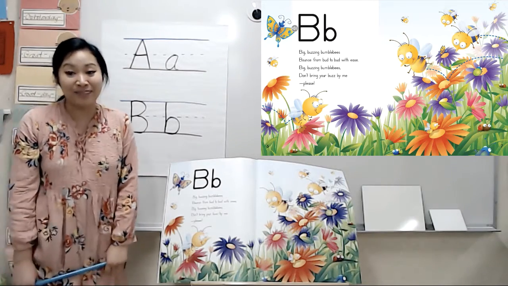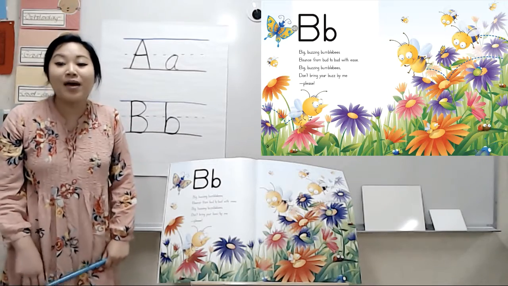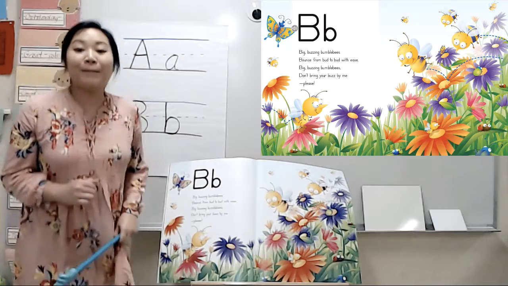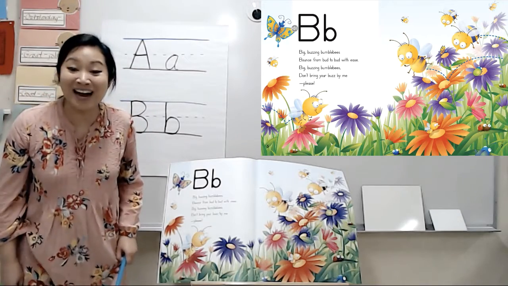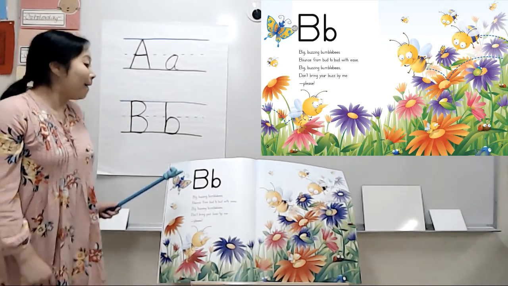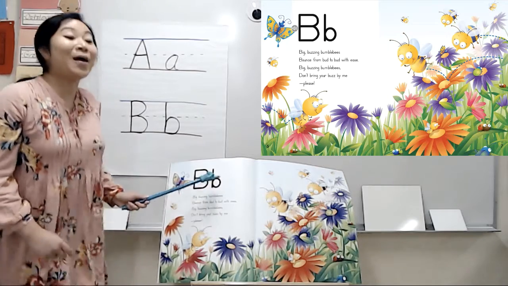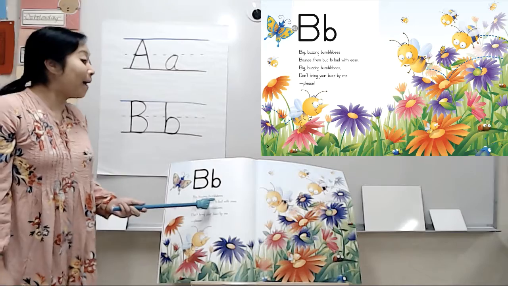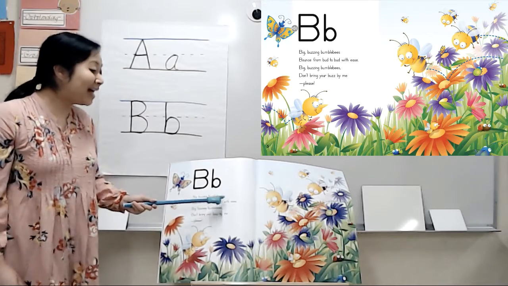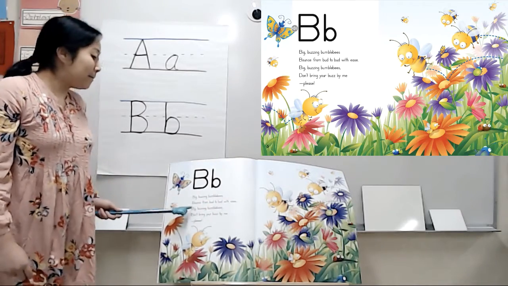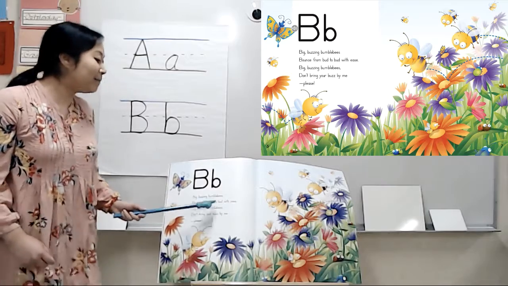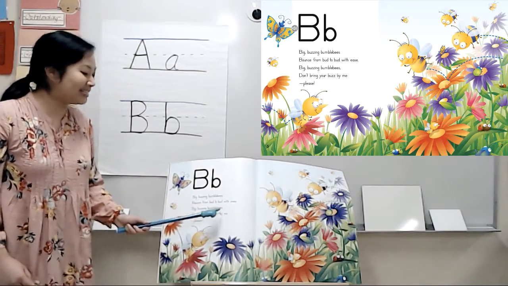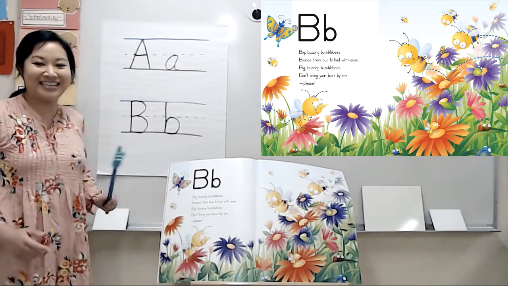Let's play a game. If you hear a word with a b, b, b, I want you to b, b, bounce. Are you ready? Okay. Big buzzing bumblebees bounce from bud to bud with ease. Big buzzing bumblebees, don't bring your buzz by me, please.